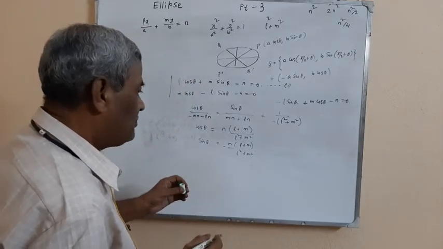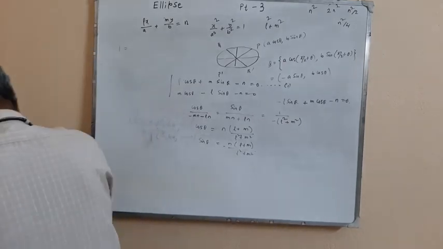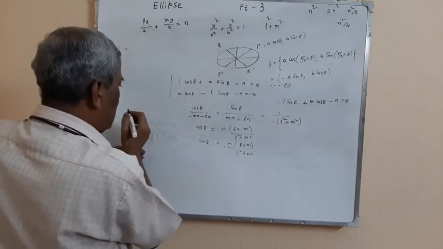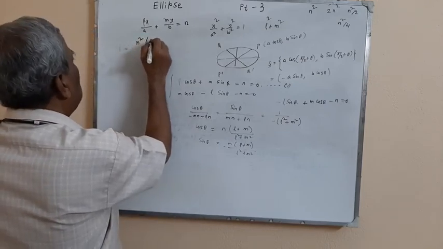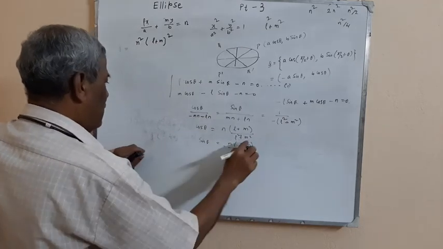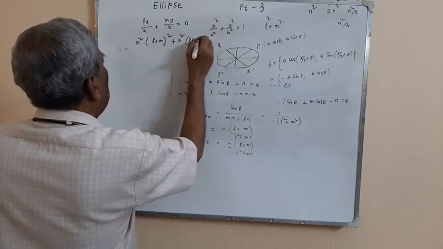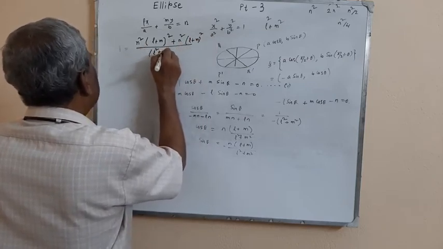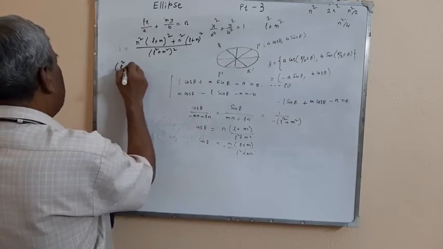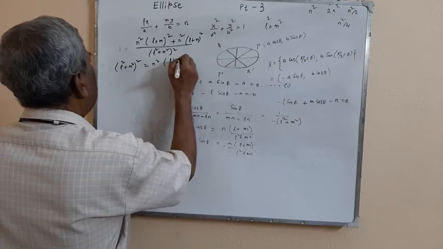Now, using the property that sin square theta plus cos square theta is equal to 1, we get 1 is equal to N square into (L plus M) whole square by (L square plus M square) whole square, plus N square into (L plus M) whole square by (L square plus M square) whole square, so that we get (L square plus M square) whole square is equal to N square into (L plus M) whole square.